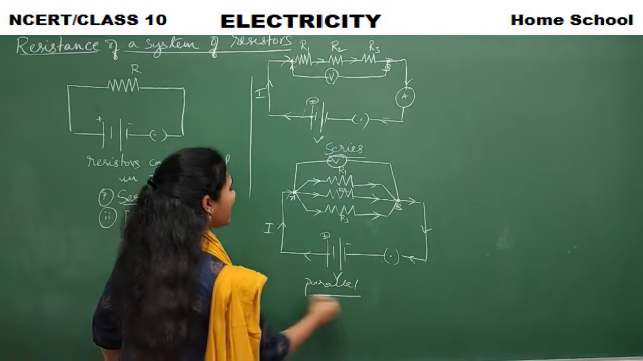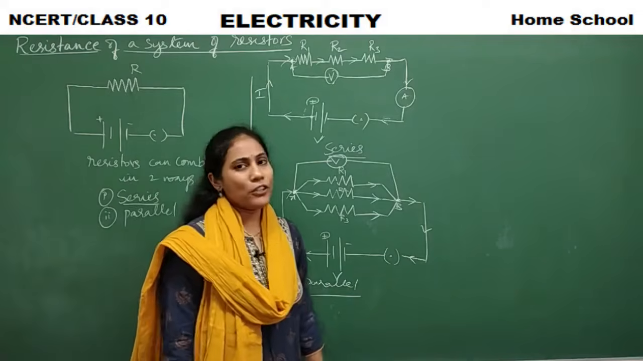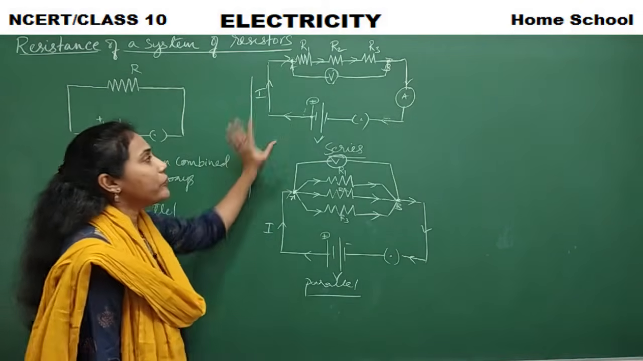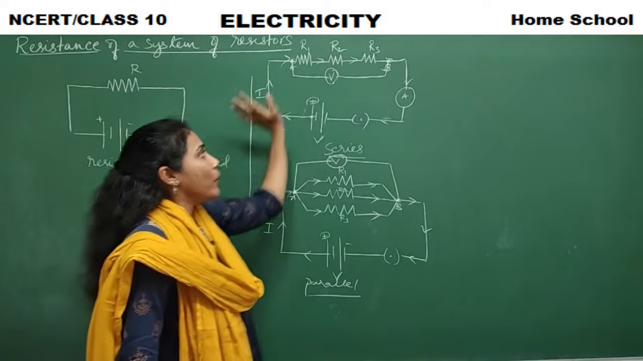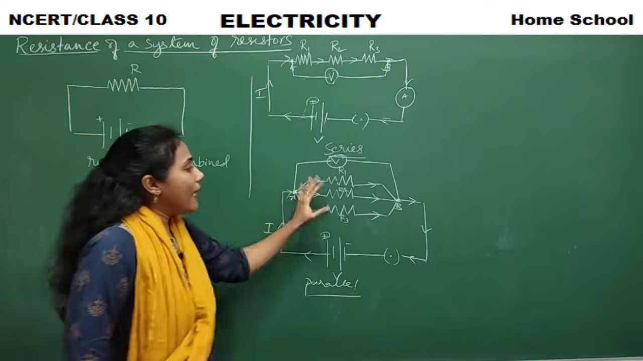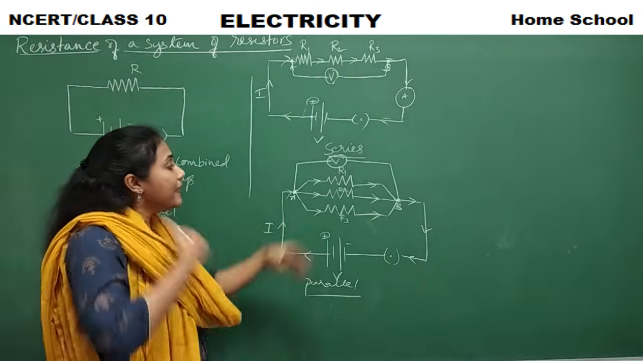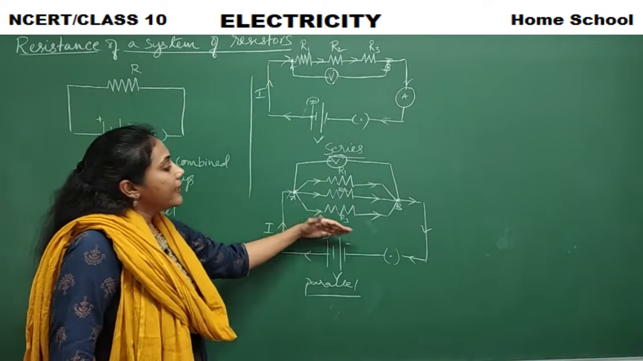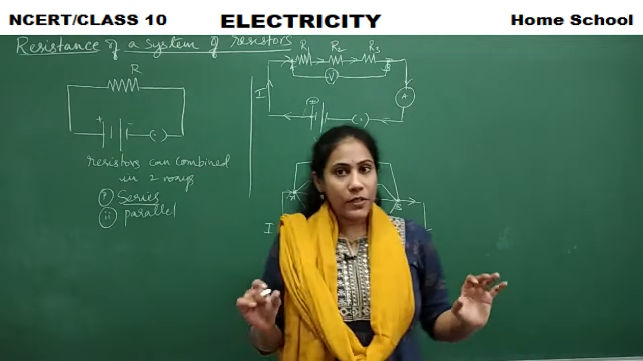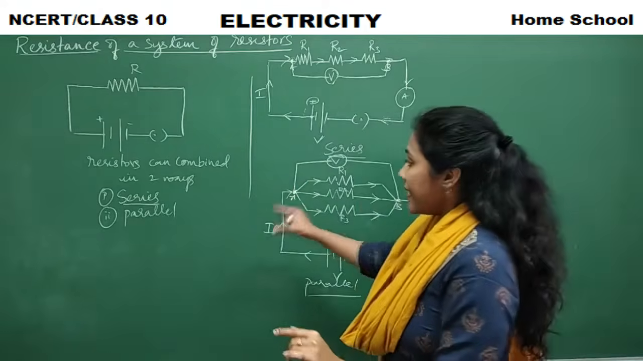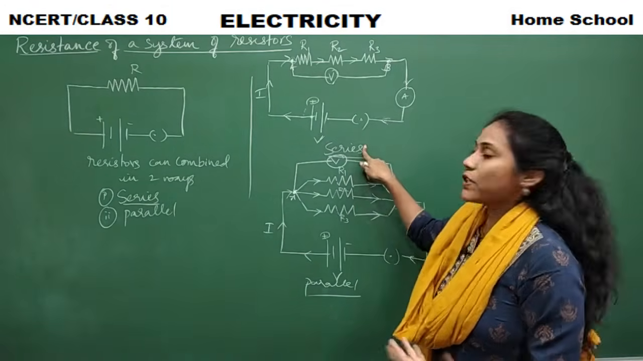Even circuit diagrams of series and parallel can be asked, so this is how you have to draw and show. Series means resistors are connected end to end in a single path. Parallel means resistors are connected parallel to each other, and they don't come in a single path. So this is what we are going to study. Today's class is all about the series combination.